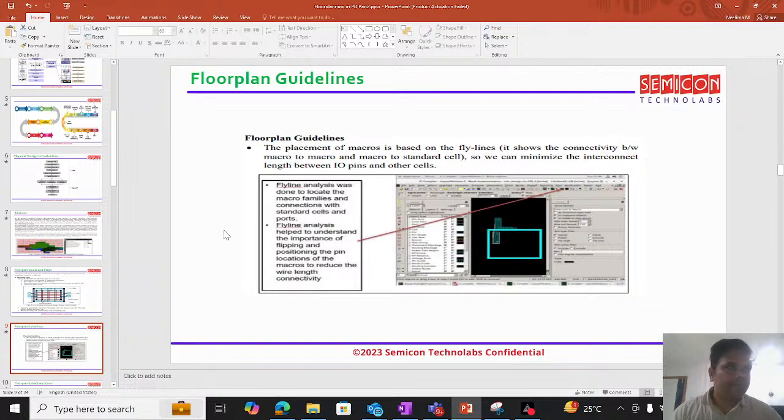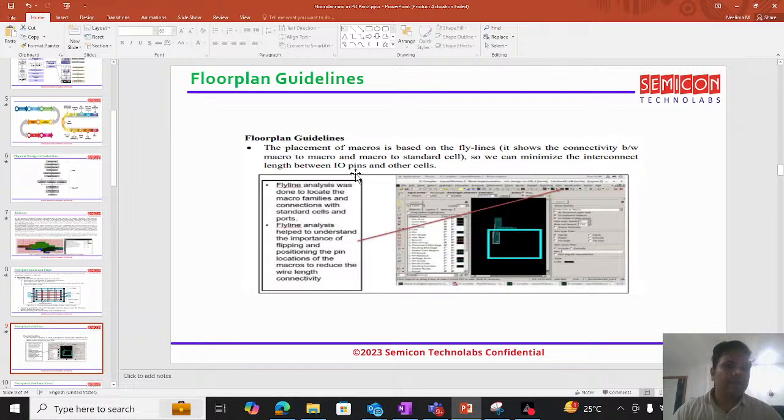I will just brush up on the floor plan guidelines which we discussed in part 1 of this presentation. So, floor plan guidelines, right? The placement of macros is based on the fly lines, which is nothing but data flow fly lines. We call it DFF, data flow fly lines. It shows the connectivity between macro to macro and macro to standard cells, so we can minimize the interconnect length between IO pins and other cells.